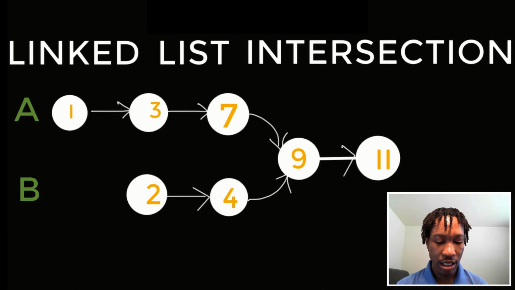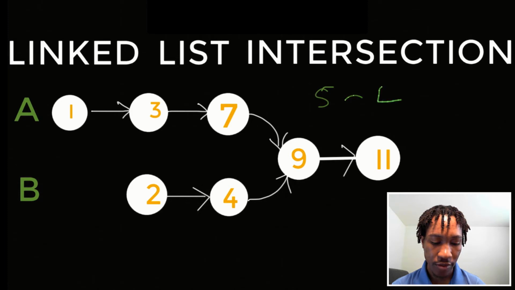So we're going to find the length of linked list A to be 5. I'm going to write that down. And then we find the length of linked list B. Oh, that's not 5. We find the length of linked list B to be 4. And then we get the difference of that, which would be 1. And then we determine which one of those linked lists is longer. So linked list A is definitely longer.